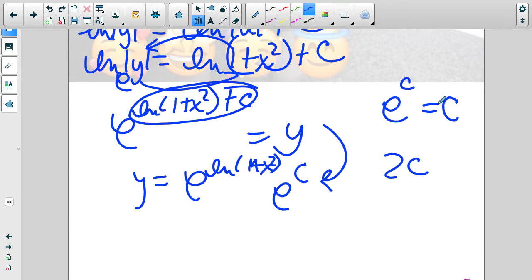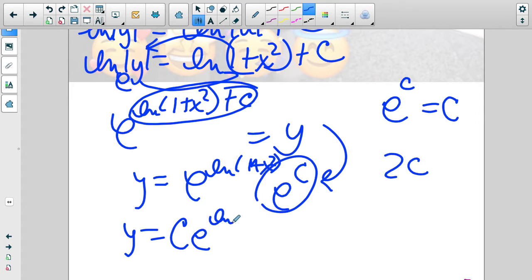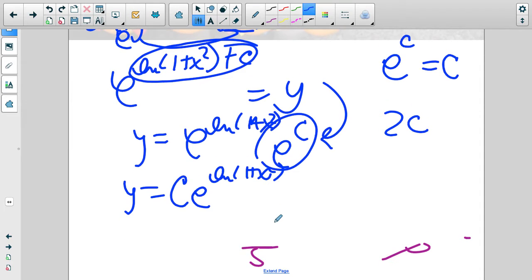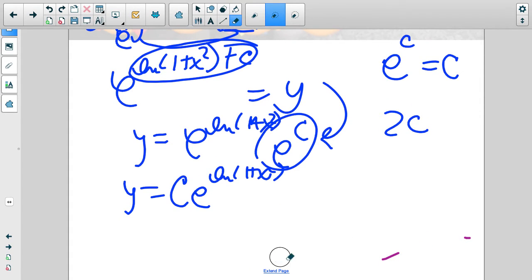You don't have to, you can keep it e to the c. I've had some students do it before, and it'll all work out, but most of y'all don't want that exponent in there anymore. Any questions? So now I have y is equal to c times e to the ln of 1 plus x squared. That's not my final answer. By the way, I have no point to fill in here, so we're finding the general solution.